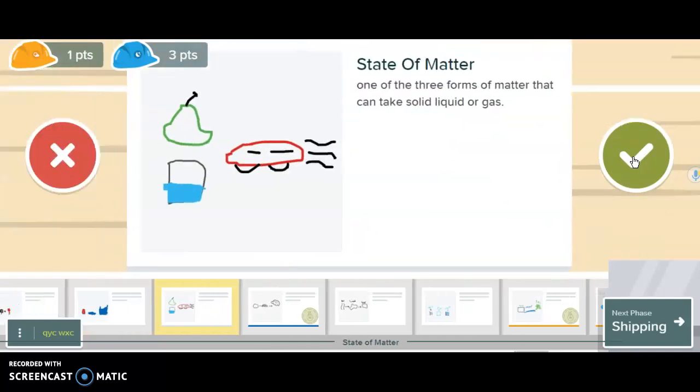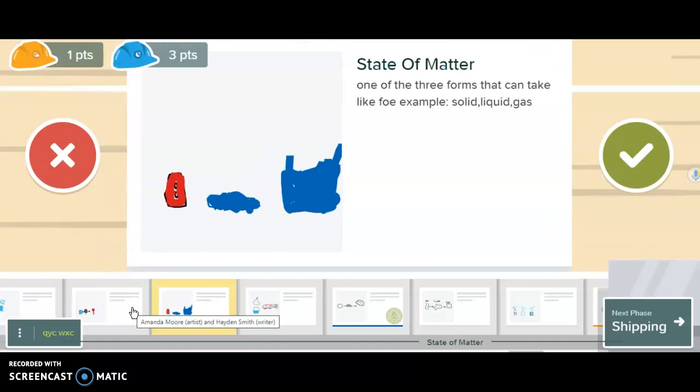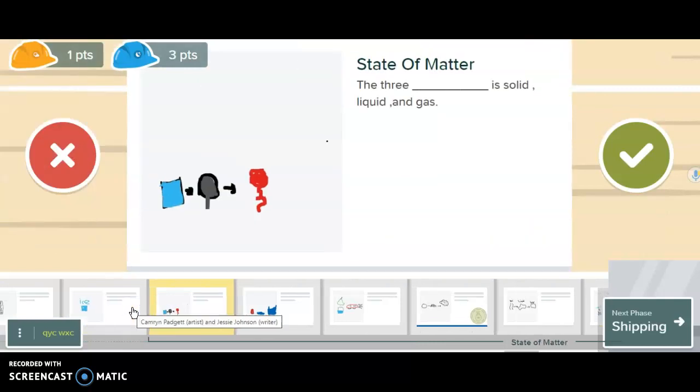We'll see if anybody else gets the point, though, just for having a good one. One of the three forms of matter that can take solid, liquid, or gas. Who did that? Okay. I'm not necessarily going to add it, but I'll give you a point because it's good. One of the three forms that matter can take, for example, solid, liquid, and gas. Who did that? Brandon, who you with, Shayla? Is that right? The three states of matter is solid, liquid, and gas. Who did this?